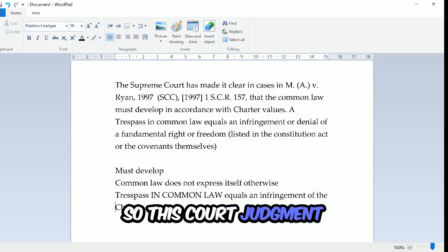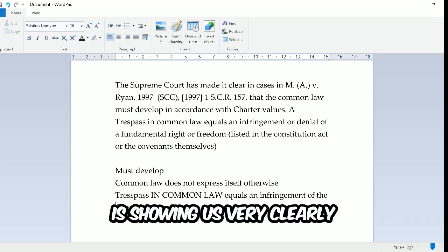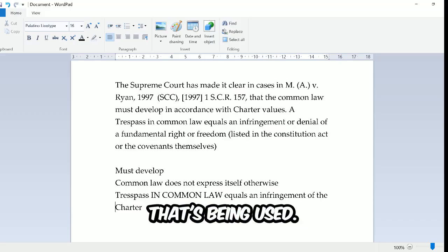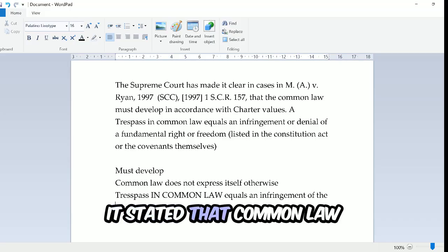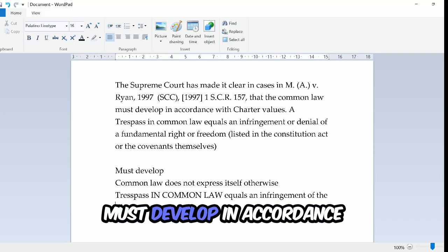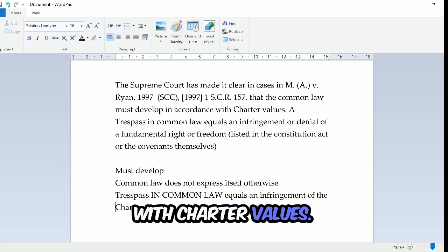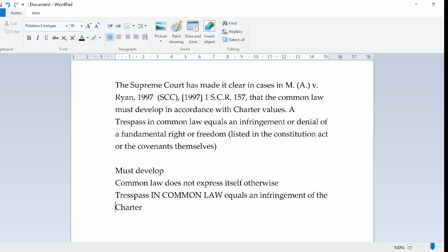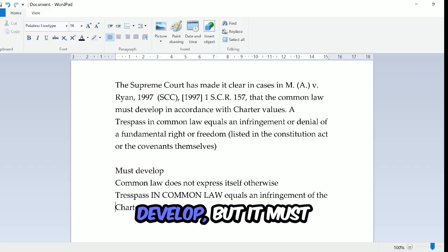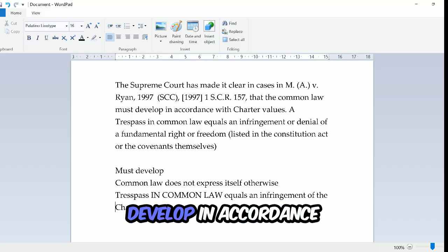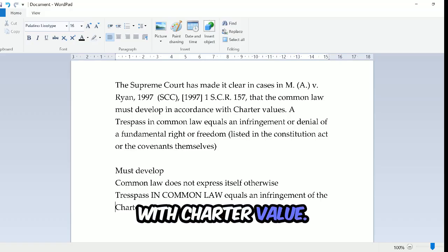So this court judgment is showing us very clearly, by the terminology that's being used. It stated that common law must develop in accordance with charter values. That's imperative. Not it can develop. Not some parts of it will develop. But it must develop in accordance with charter values.